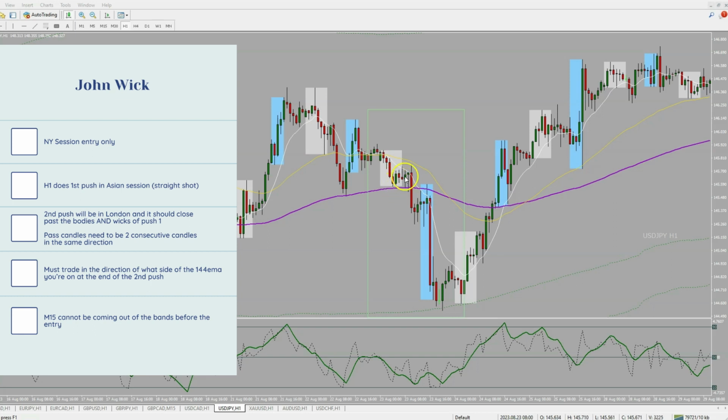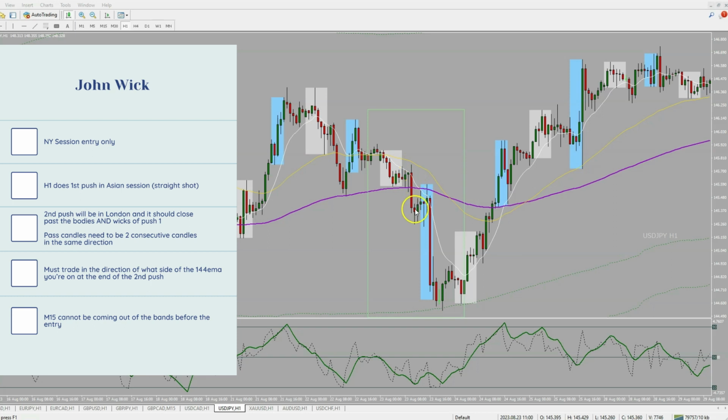The second push will always be in the London session. Let me just put it that way too. Your first push will always be in the Asian session. Second push always is in the London session. Third push, New York session. So after that first push being a straight shot, you get that consolidation.